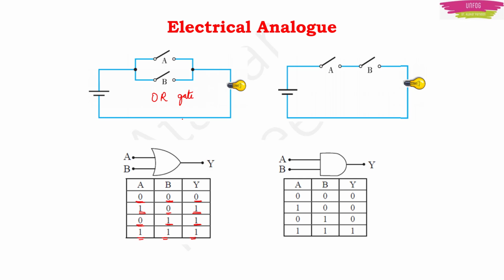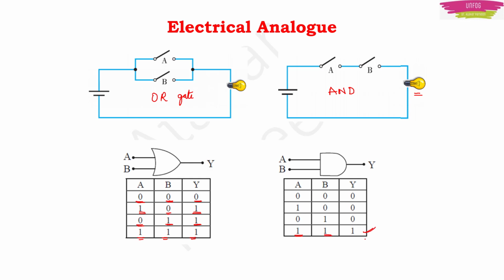So in your NEET exam, they can even ask you this type of question. They can give you an electrical circuit and ask you to fill up the truth table. So you should know that in an OR gate, the switches are connected in parallel. And in an AND gate, the switches are connected in series. Because they are connected in series, the bulb will light only if both the switches are on. That is, if A is 1 and B is 1, then only your bulb is going to light.